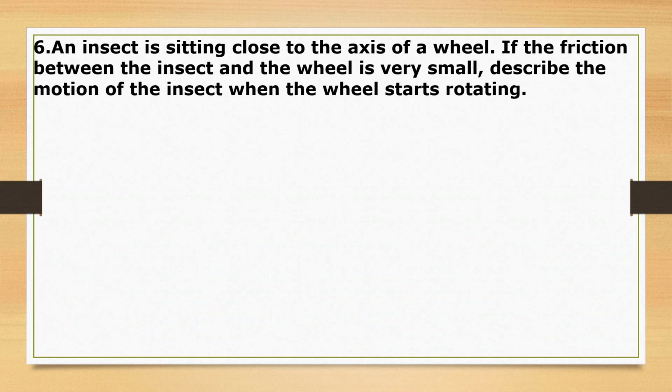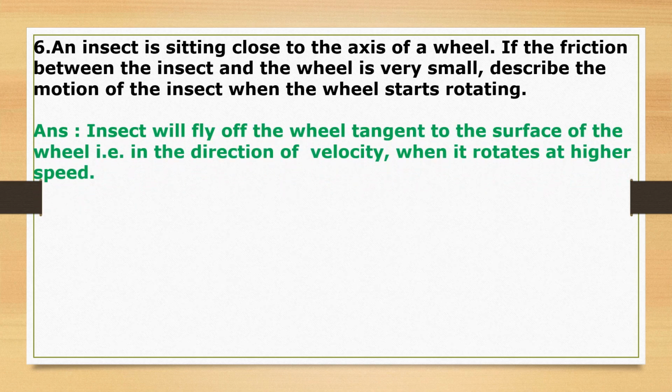Question number 6. An insect is sitting close to the axis of a wheel. If the friction between the insect and the wheel is very small, describe the motion of the insect when the wheel starts rotating. So the answer is, the insect will fly off the wheel tangent to the surface of the wheel, that is in the direction of the velocity when it rotates at higher speed.